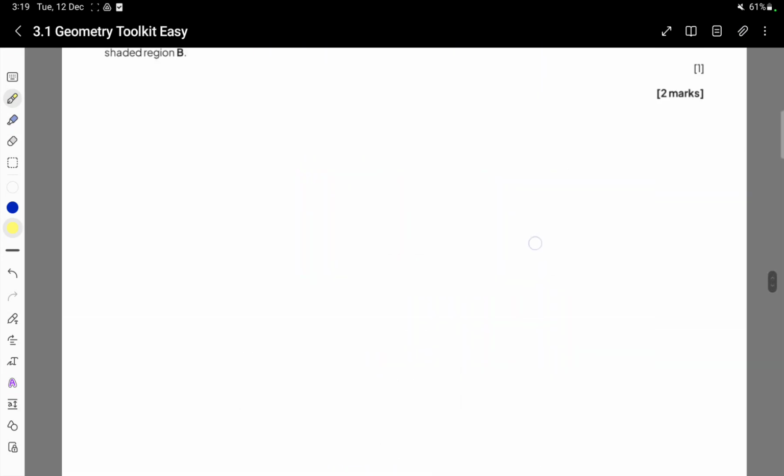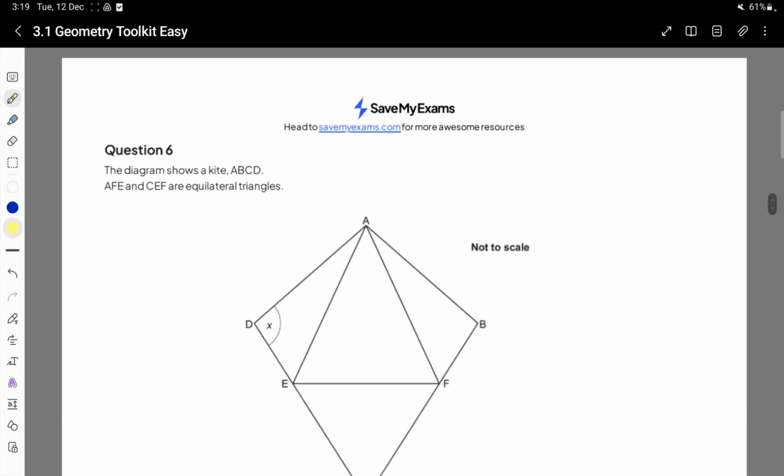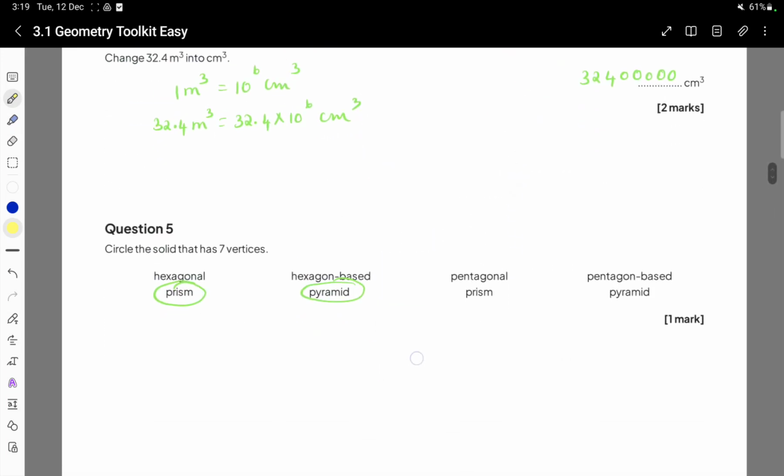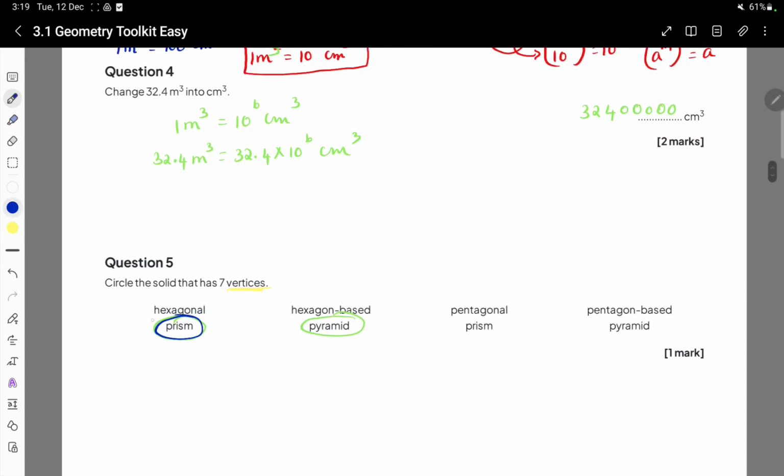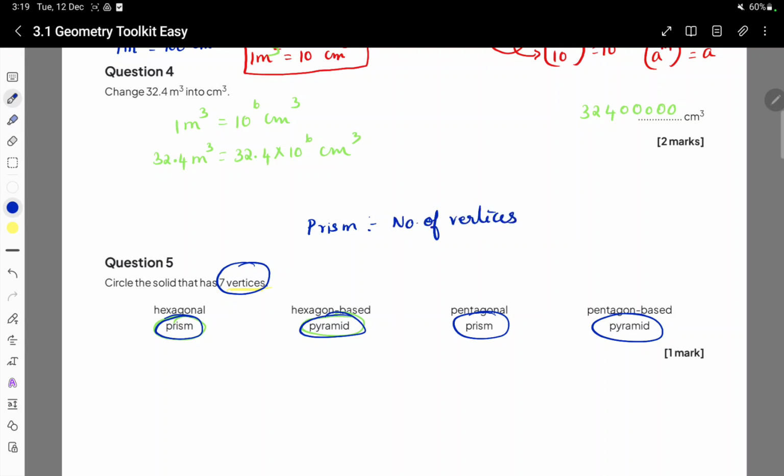Now in this question, what they are asking is the vertices. So here we have both prism and pyramid. So now if they ask vertices, I'll write for prism the number of vertices, and I will write for pyramid the number of vertices.